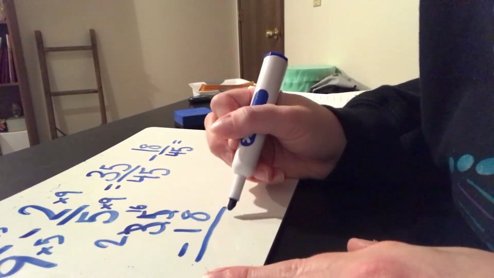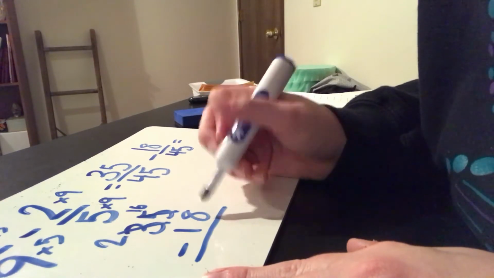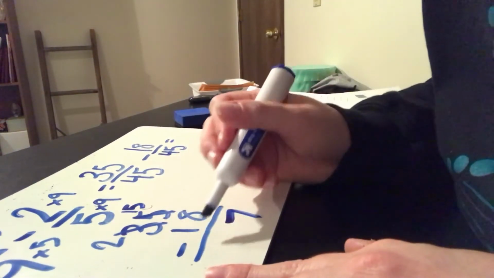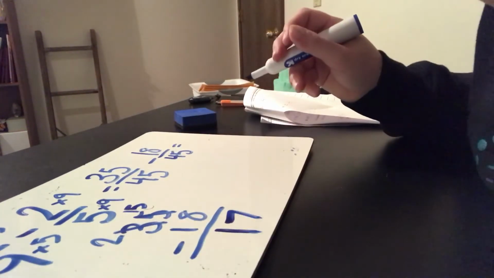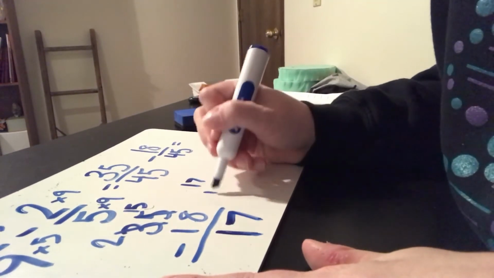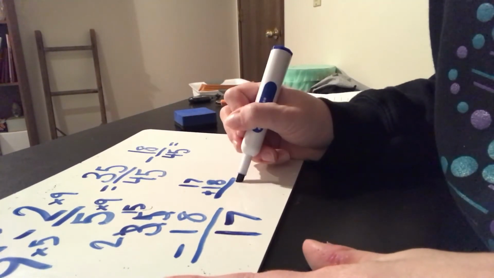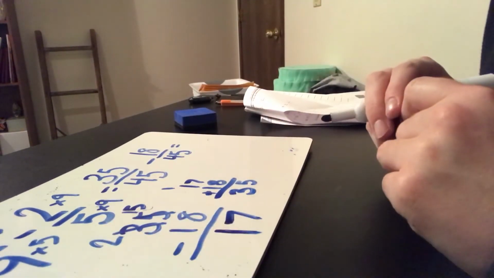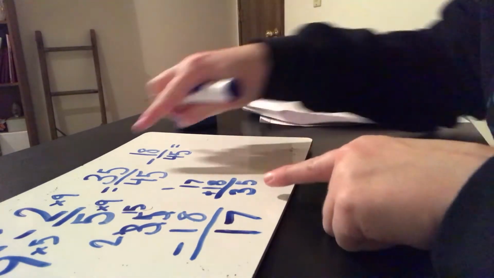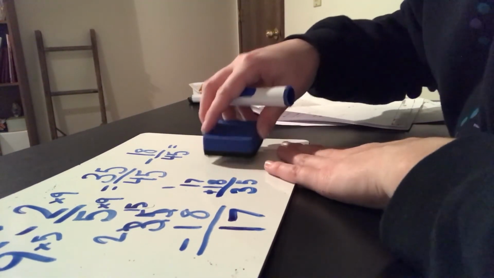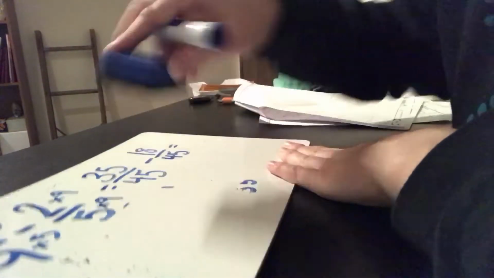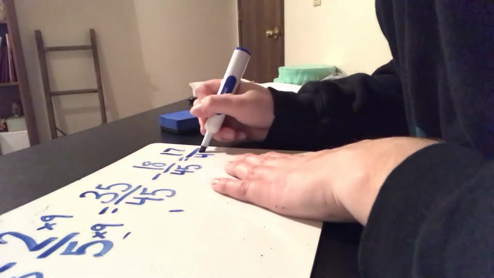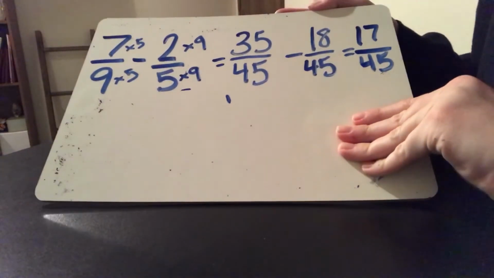So I know that's 16, or sorry, it's supposed to be a 15. 7, 2 minus 1 is 1, so 17. So I can check that by going 17 plus 18. 8 plus 7 is 15. 35. That's that number. Okay, good. Math's all making sense. So, I know that 35 minus 18 is 17 over 45. So that's the answer to that problem.